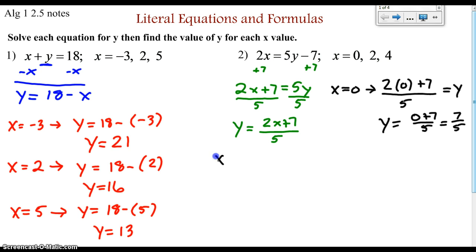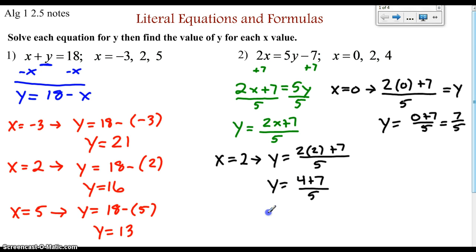Let's go to our next value, x equal to 2. Our equation would look like this: 2 times 2 plus 7, all divided by 5, which is 4 plus 7 over 5. So y then would be 11/5.